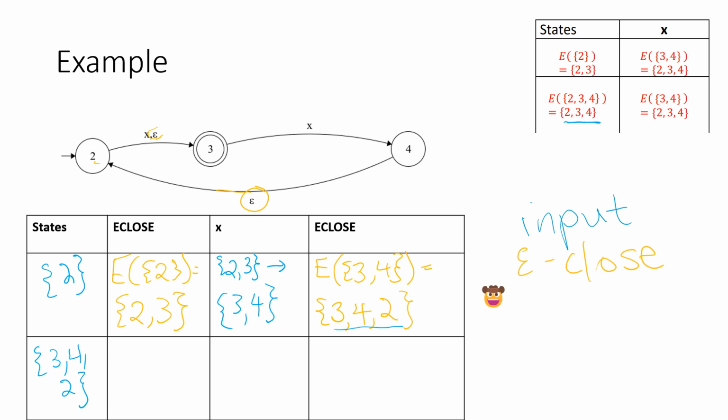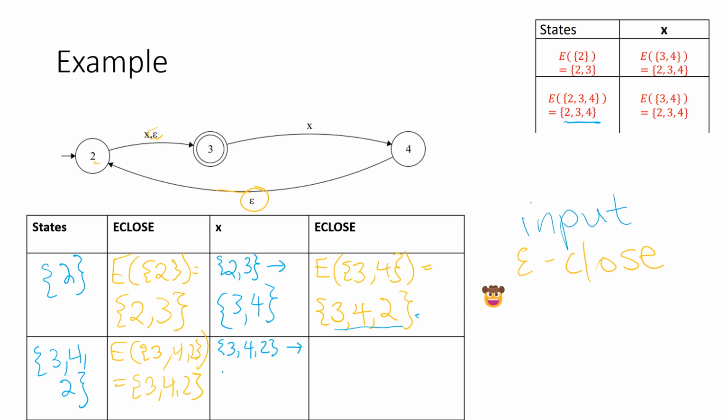Great. And now that we have the set that we found here in the most left-hand column, we're going to say, okay, we've included that state. And now I'm going to take the epsilon close again of 3, 4, 2. And all of these states are included, so you say 3, 4, 2. And then there are no epsilon arrows or anything to worry about because this is literally every state of the NFA.